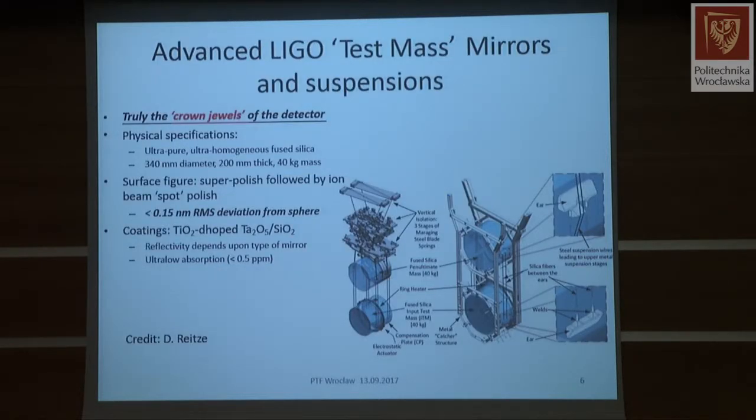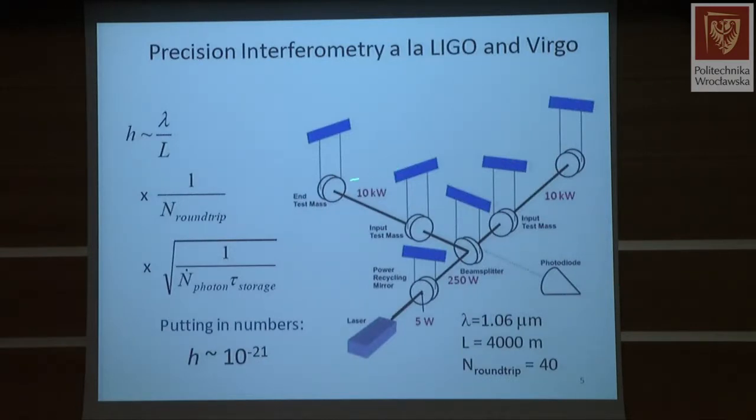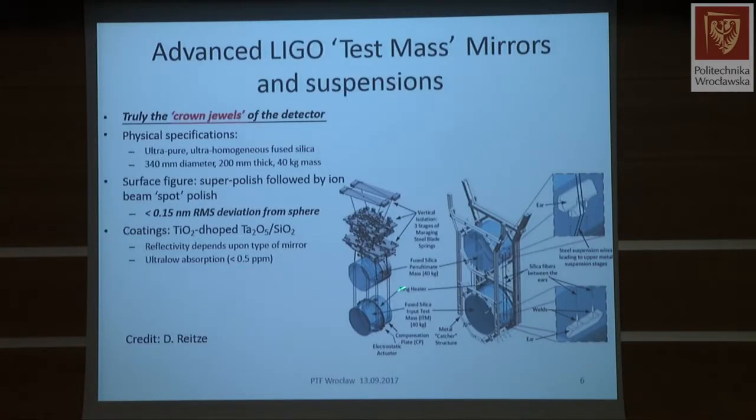Of course, to have this high sensitivity, this system has to be enclosed in vacuum so that there is no scattering of the light. Also, there has to be very good seismic isolation. But really, the crown jewels of the detectors are the mirrors, which are made from fused silica. Moreover, in the suspensions, at least in the LIGO design, at least the last level of suspension, the wires are also made from fused silica.